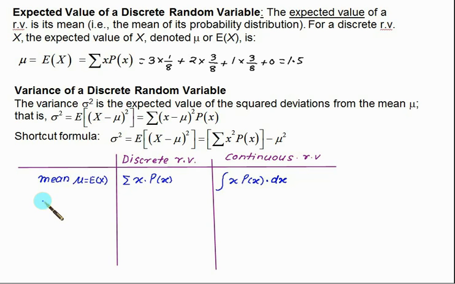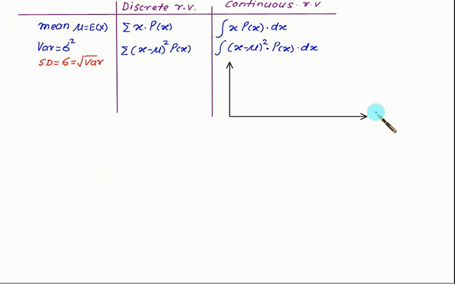The variance, which was given as sigma square, in the case of a discrete random variable is given as the sum of x minus mu whole square into p of x. Almost the same thing repeats in a continuous random variable: the integral of x minus mu whole square into p of x into dx. The standard deviation is the square root of variance. Now the difference in the calculation of the probability.